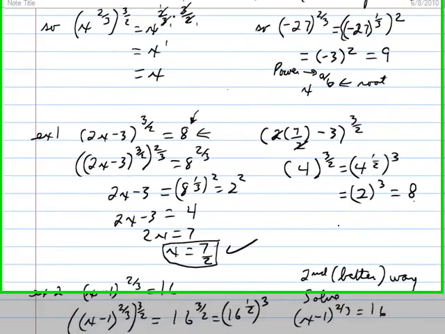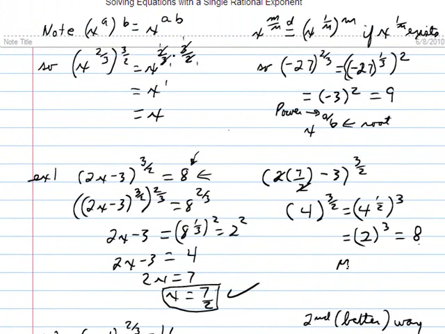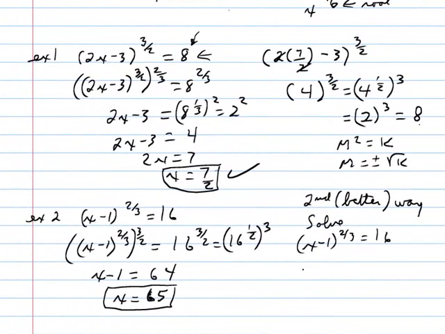if we could get an equation in the form m squared equals k, then we could write m was positive or negative the square root of k. I can write this as something squared. I can write this as x minus 1 to the 1/3 squared, because when I multiply the 2 times the 1/3, I get the 2/3 power. So those are the same.